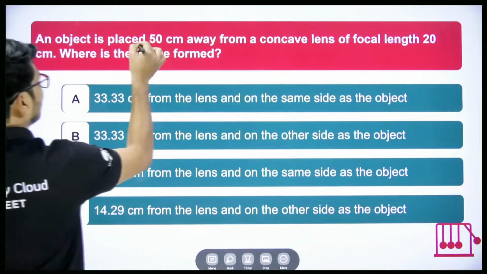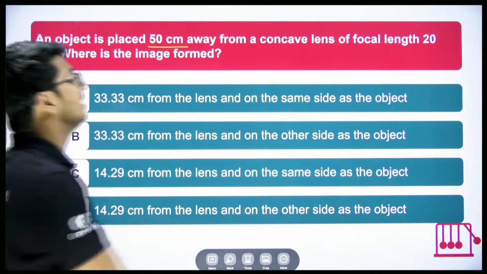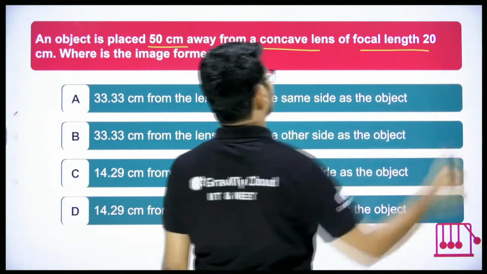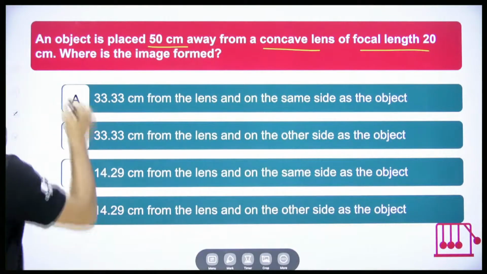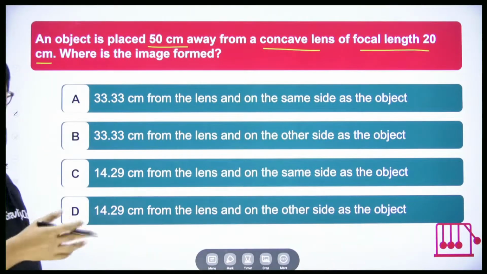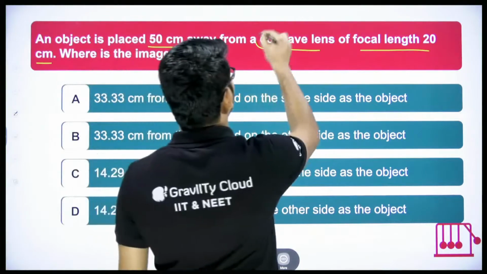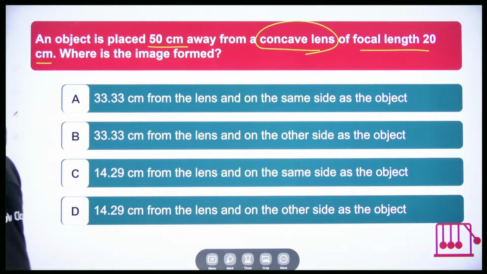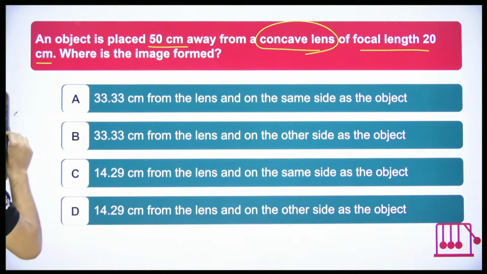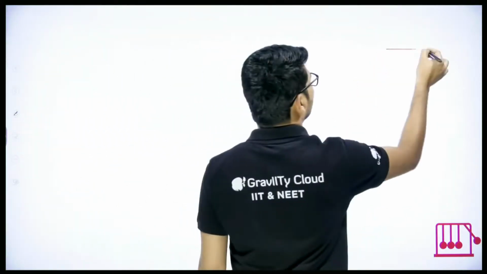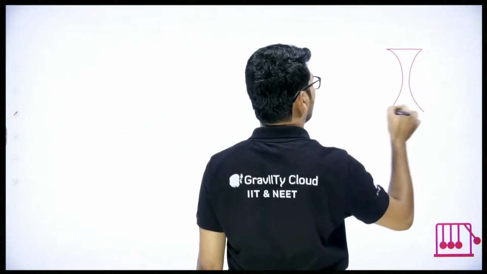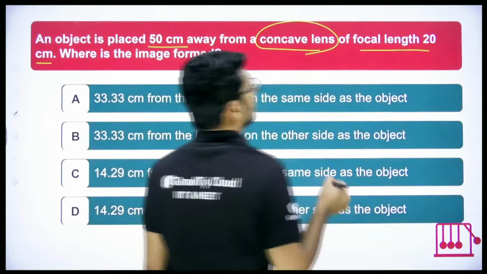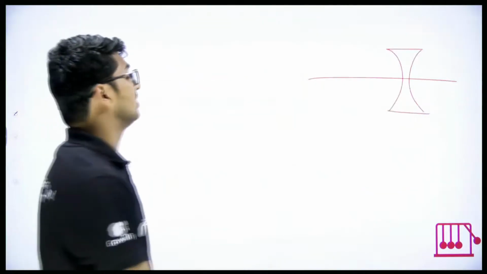An object is placed 50 centimeter away from a concave lens of focal length 20 centimeter. Same question. The only difference is we are making use of a concave lens. Where is the image formed? Now again let me solve it here. As usual, you have to first draw a rough diagram, so that you will get an idea of what you are doing. The focal length is 20 centimeter.